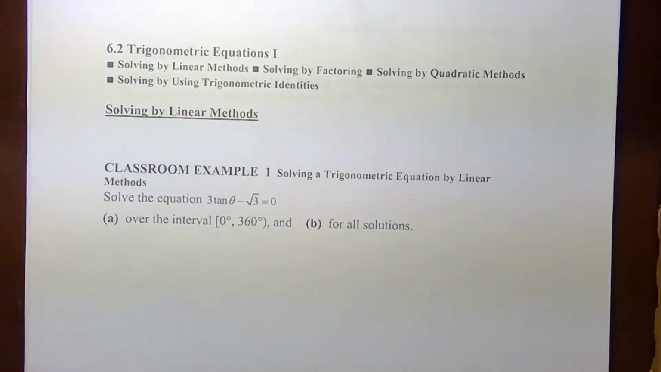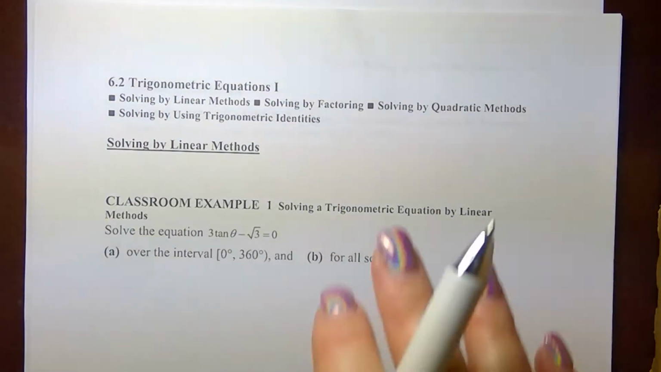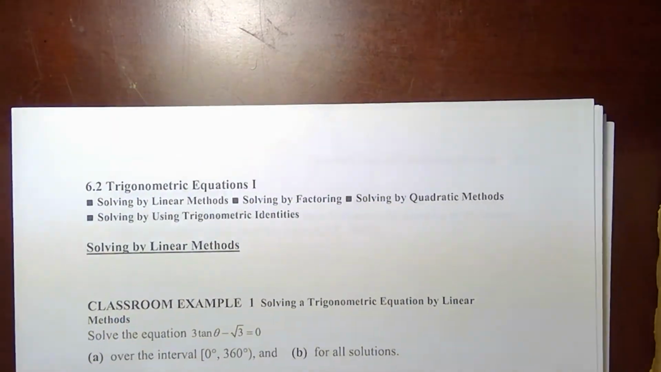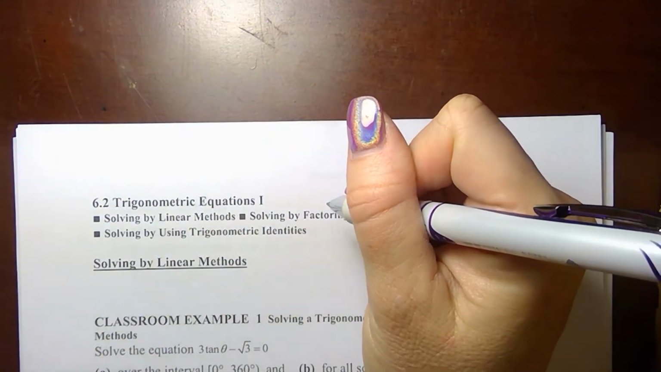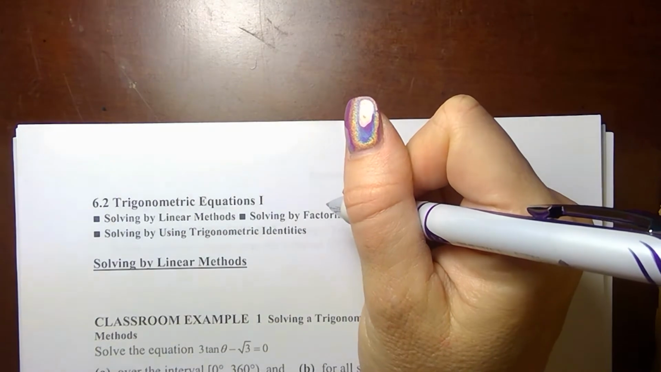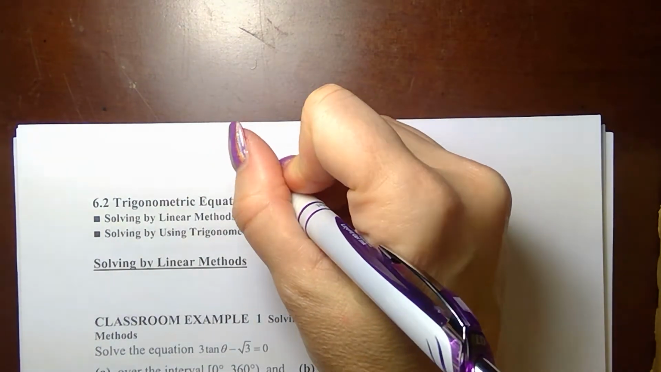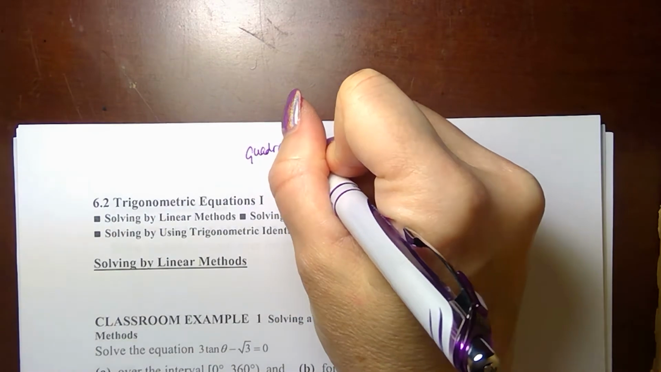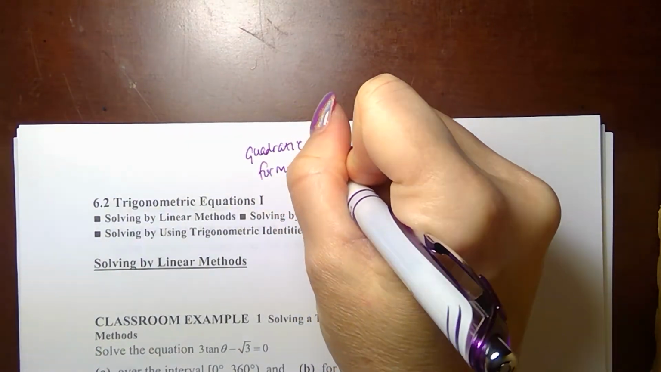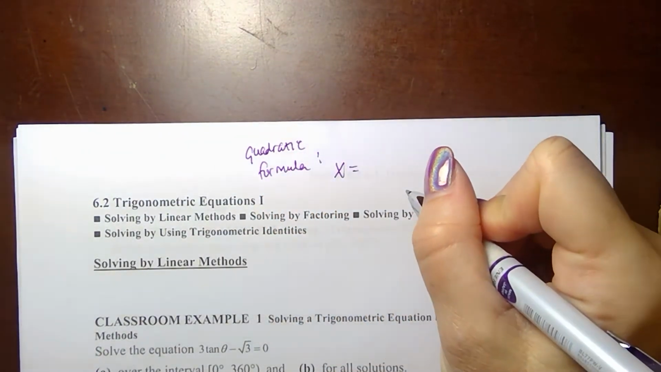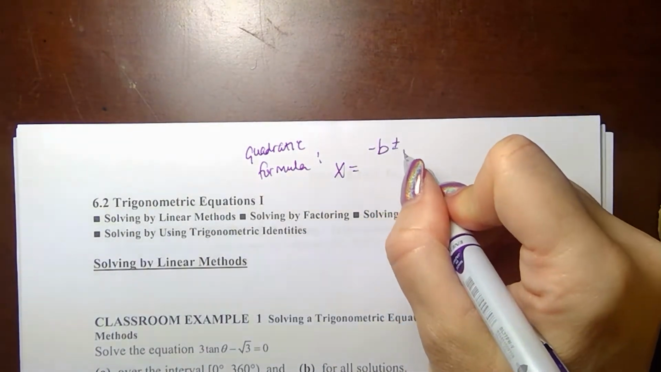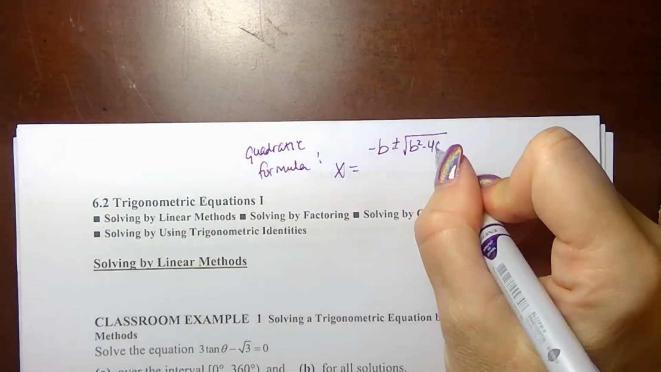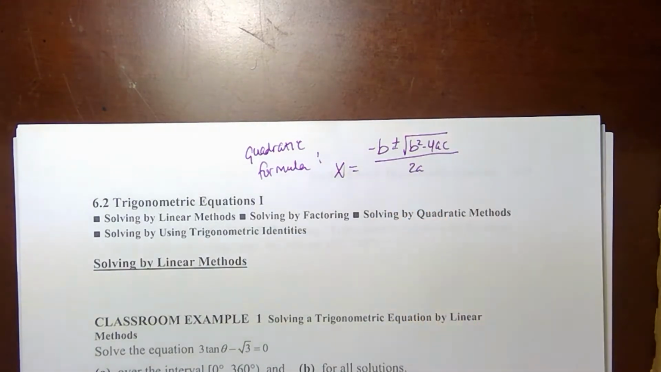Now, as I'm solving trig equations using linear methods, basically it means that I'm approaching it from an algebraic standpoint. There's some things that you need to keep in mind. Remember that if you have a quadratic equation, that means you have a squared term, and you want to solve that by factoring, by doing reverse FOIL. But if it's not factorable, we need to remember the quadratic formula. So I'm going to get that out there just so that you have it in case you've forgotten. The quadratic formula is x equals negative b plus or minus square root of b squared minus 4ac all over 2a.